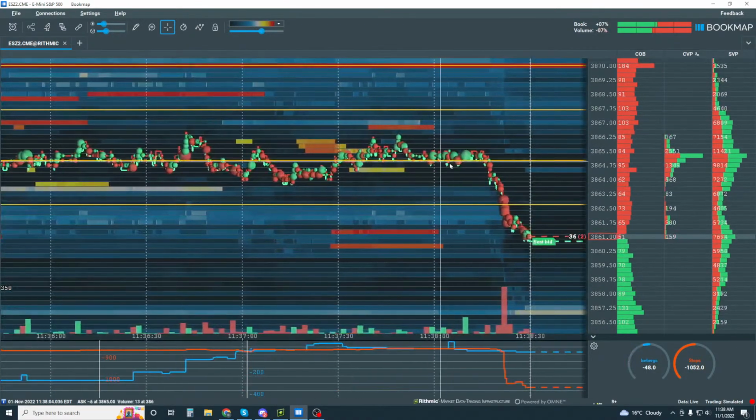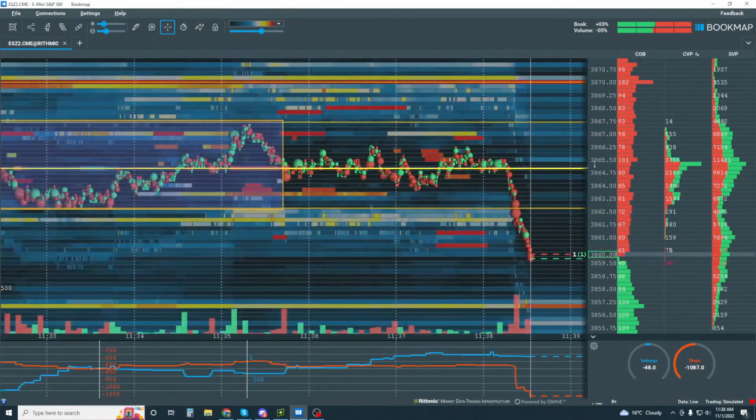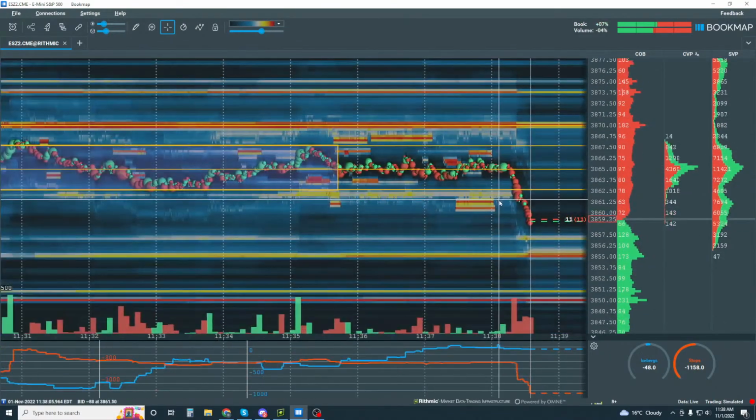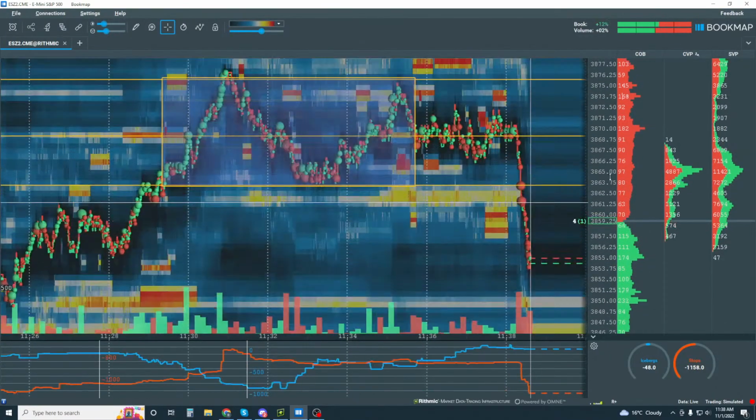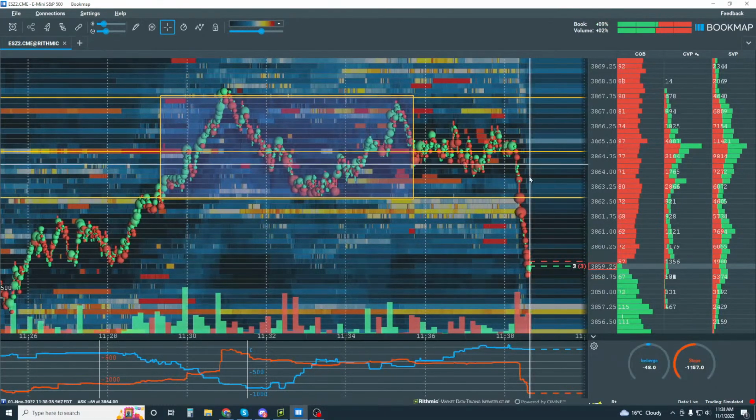Okay, so you can see what ended up happening here. We're getting our follow through down into 62 and then some. Okay, really quick move.